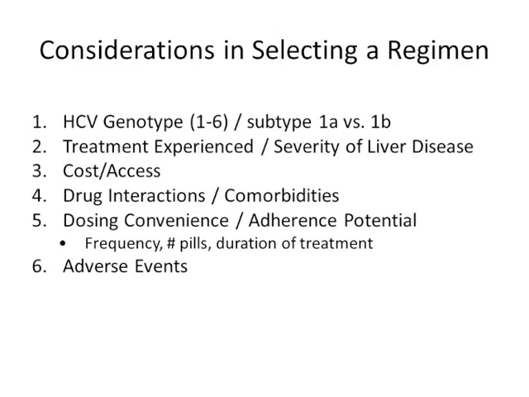Okay, so here are some considerations for treating this particular patient. What type of genotype does he have? Is he treatment experienced? How severe is the liver disease? What medications will he have access to based on his insurance coverage? Drug interactions, comorbidities. And really, the only issue with the comorbidities other than renal impairment is the potential for drug interactions because they might be on medications that interact with this therapy. Dosing convenience and adherence potential, and then the sixth consideration is adverse effects.